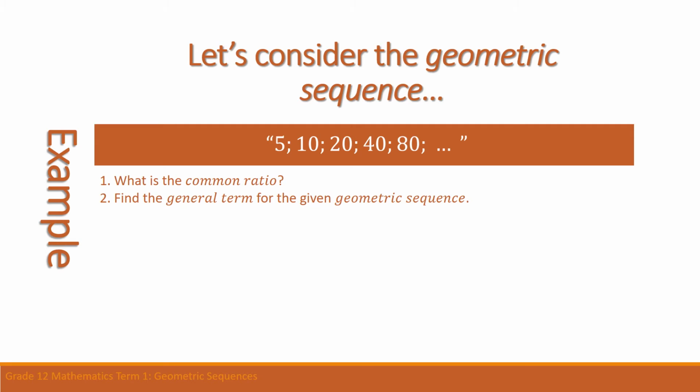So let's consider this simple geometric sequence: 5, 10, 20, 40, and 80. And let's answer these two questions. What is the common ratio? And we must also find the general term for the given geometric sequence.